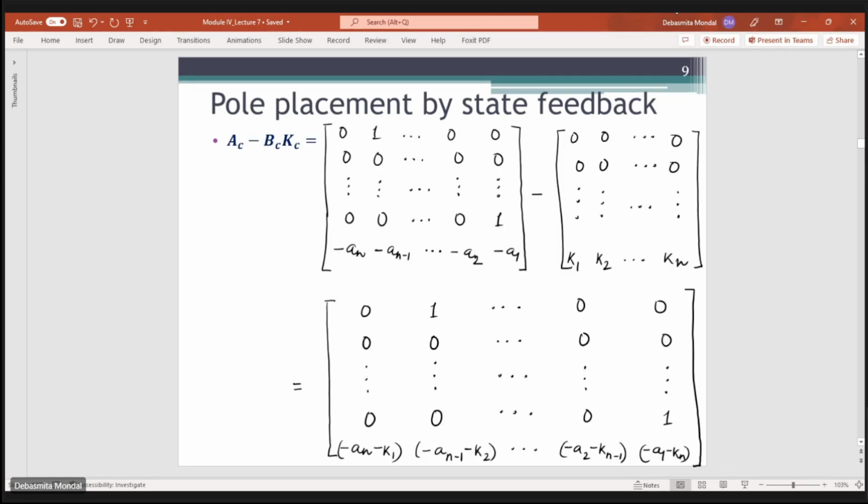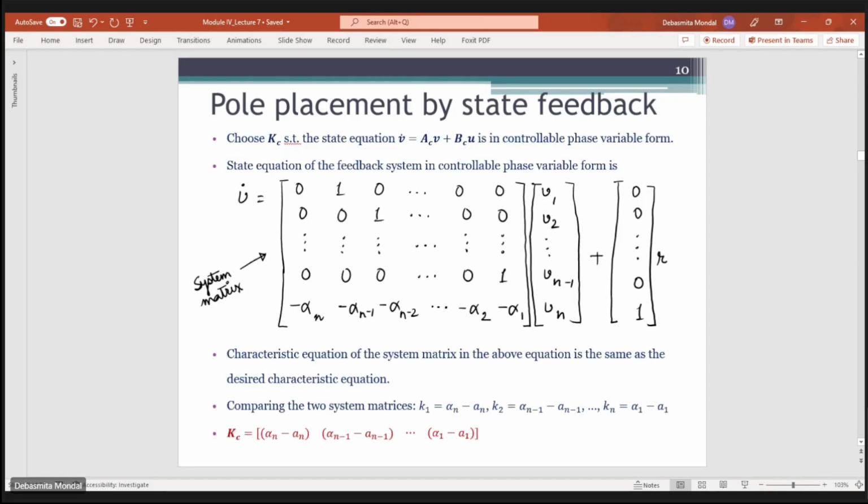if you compare those two, then you can say that the value of K1 will be equal to alpha n minus An, K2 will be equal to alpha n minus 1 minus An minus 1, and Kn is equal to alpha 1 minus A1.